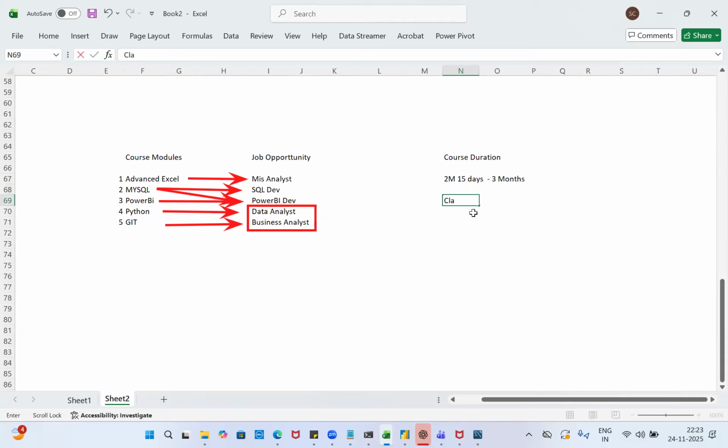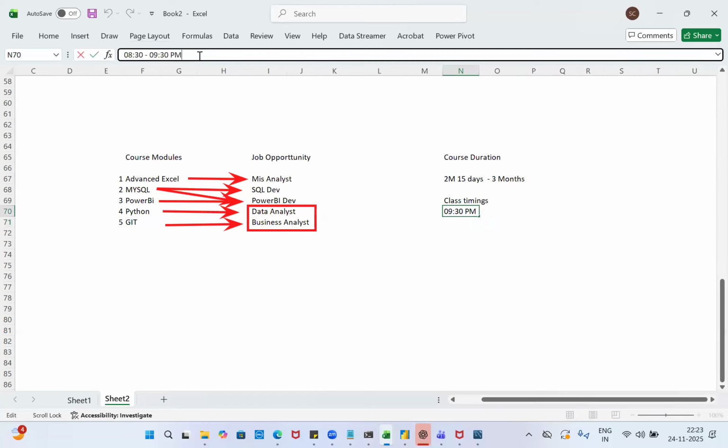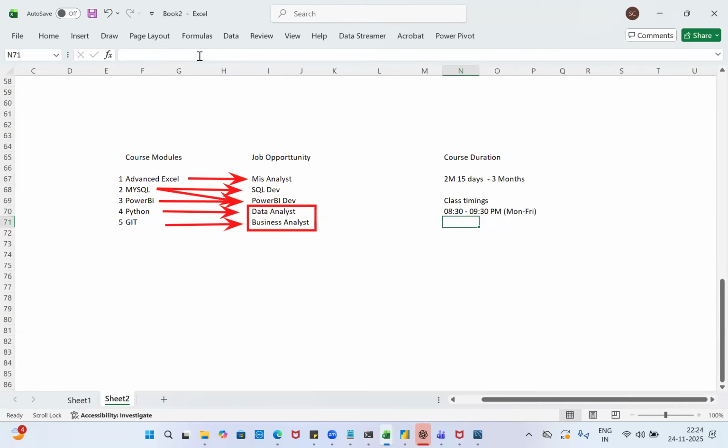And class timings are, for demo only it's 9:30 to 10:30, but actual class timings are 8:30 to 9:30 p.m. batch. Our regular sessions are 8:30 to 9:30, Monday to Friday. Any issue with the timings, guys? Shiva, Clement, Nikita, Sarthak, any issues with the timings?